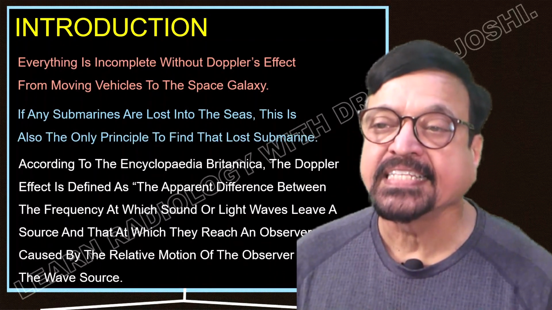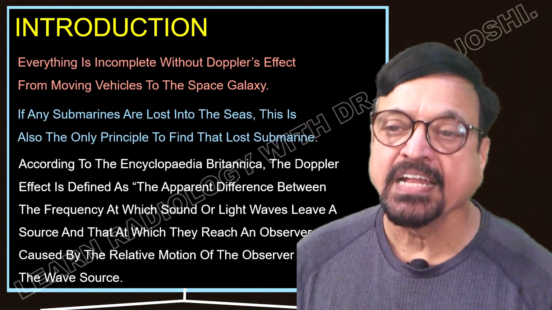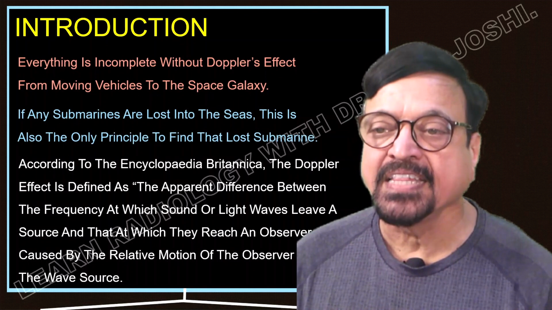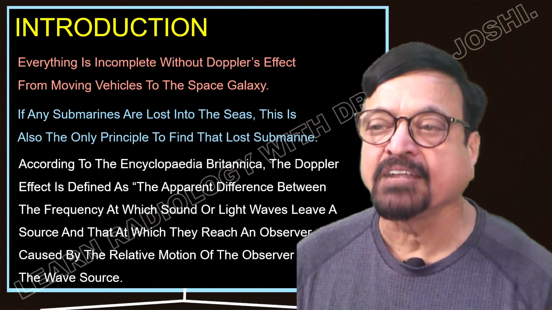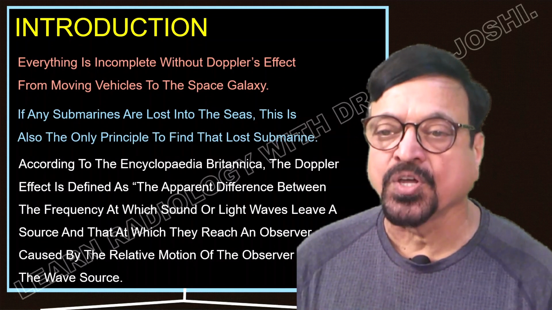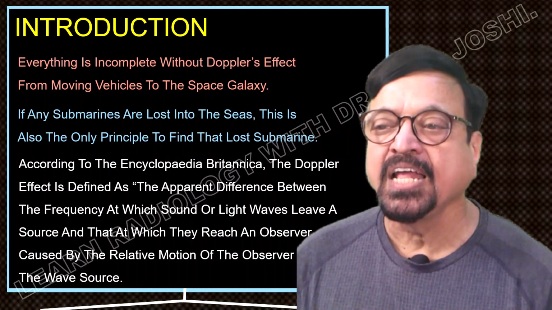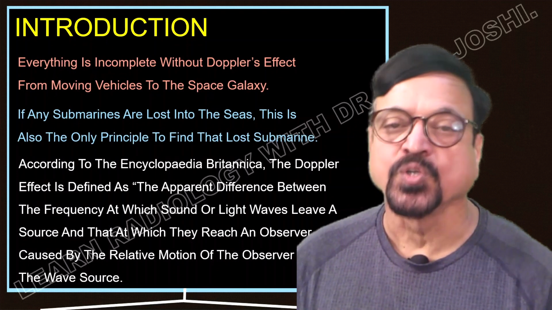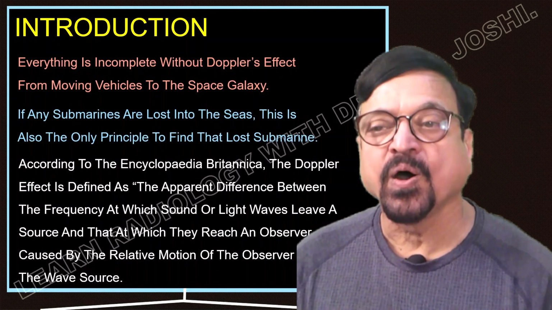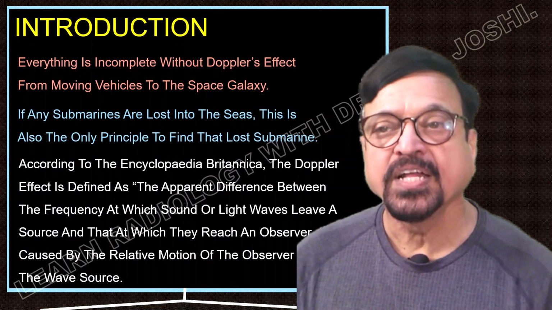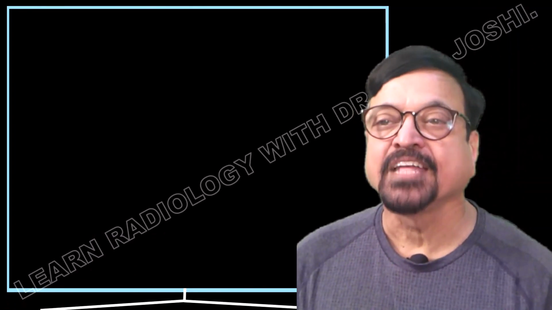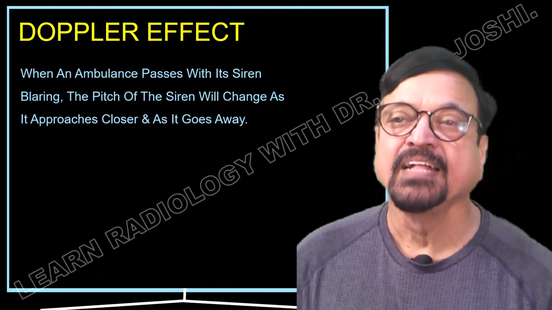According to the Encyclopedia Britannica, the Doppler effect is defined as the apparent difference between the frequencies at which sound or light waves leave a source and that at which they reach an observer, caused by relative motion of the observer and the wave source. Now what is important here? There has to be movement in either the source or the observer. If both are moving, there can be a Doppler effect. If one is moving, there can be a Doppler effect. But if none of them are moving, there is no Doppler effect.